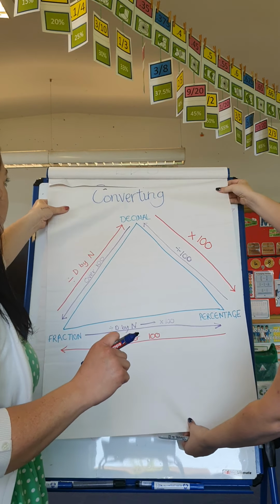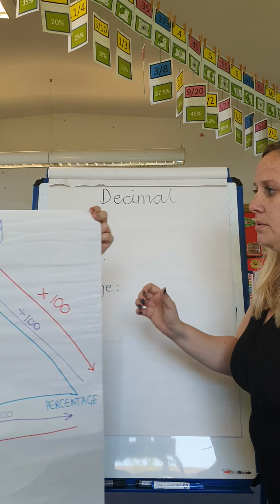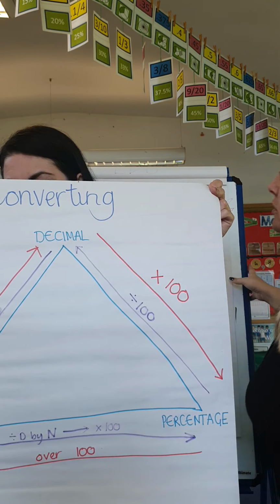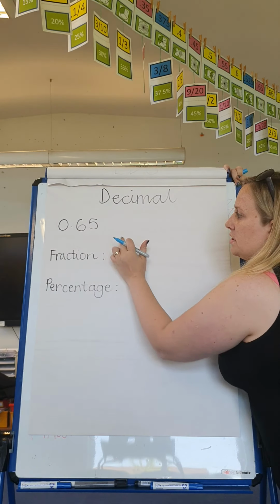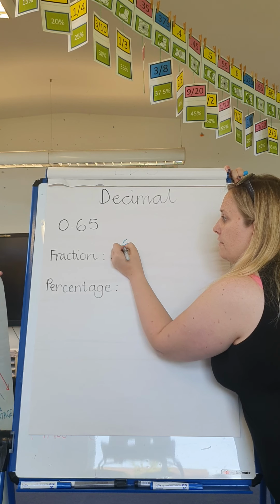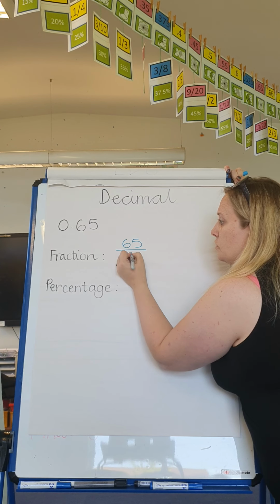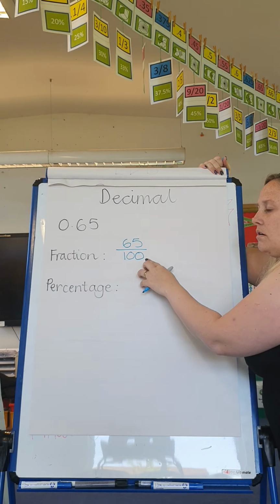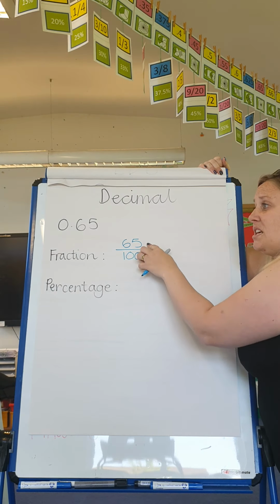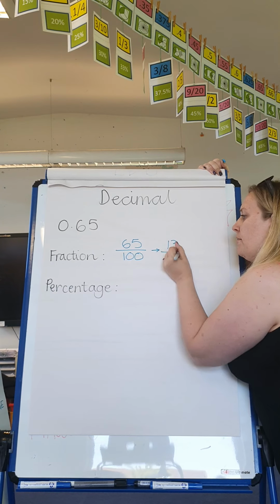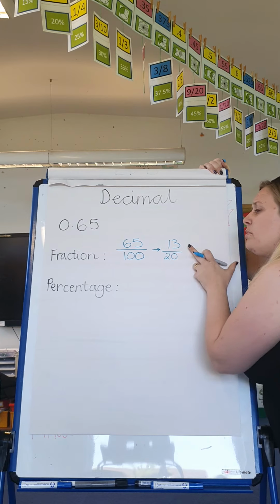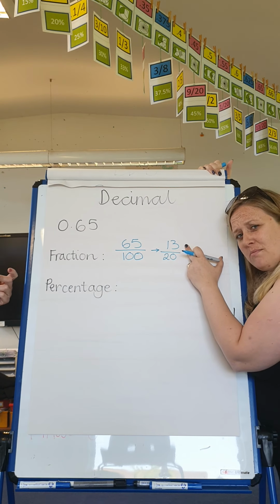Okay, so to go from a decimal to a fraction, I need to do it over 100. So 0.65, I'm going to do 65 over 100. Can I simplify that? I can simplify that because I know that fives go into these. So how many fives go into 65? 13. How many fives go into 100? 20. Well done, Mrs. Cole. I can't simplify this any further because 13 is a prime number.